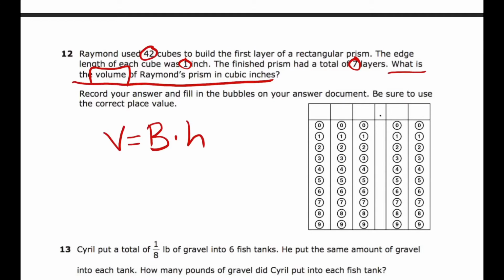So I do have some information that I don't necessarily need. The 1 inch, that's not really going to help me, so I could eliminate that. And I have 42 as my first layer, so that's my base, so that's good information. And then my height is 7 layers tall. So my volume is going to be 42 times 7, which is going to give me a total of 294.